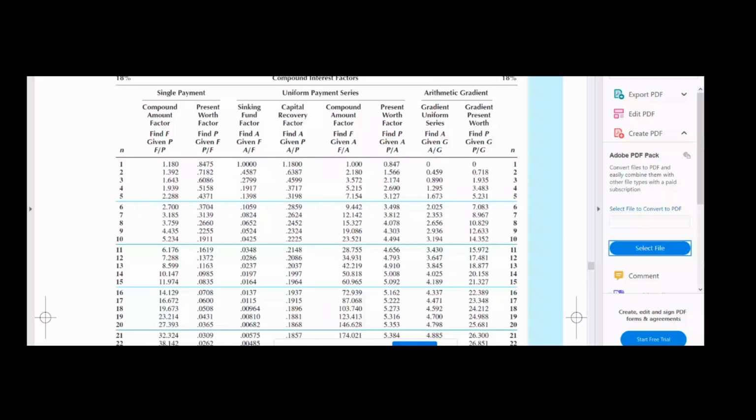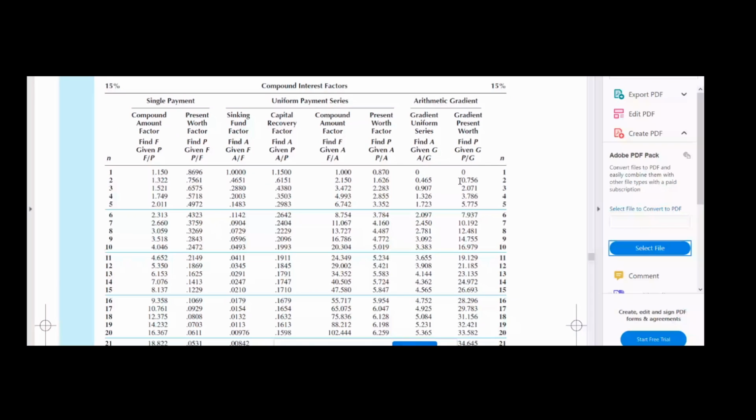Okay, students, are you following me? Sir, it's 15% in the question. Which one? Oh, 15%, no? Okay, so here I guess they have solved it for 18%. So if it is 15%, you go to the 15% interest rate table, this one. So this is the 15% interest rate table.